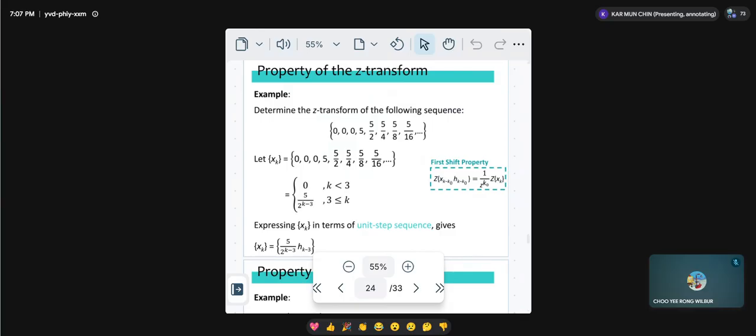Next, another example. Determine the Z transform of the following sequence. This is the given sequence. They didn't write out the terms, but they give you a sequence. From here you can see the sequence starts with 0, 0, 0, and it only comes with 5 after the third term, so it's actually 0, 1, 2, 3. So this is the sequence x(k). So x(k) is equivalent to 0 when k is less than 3.